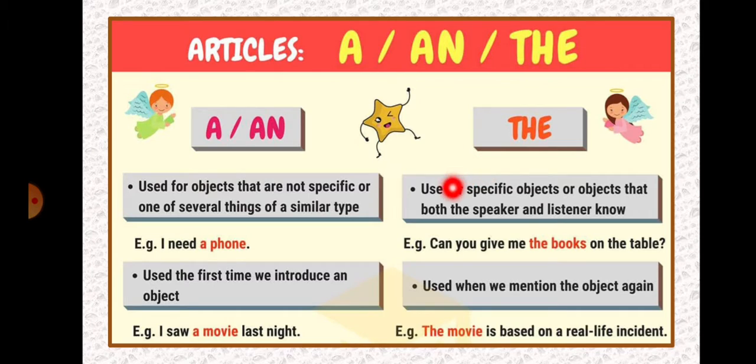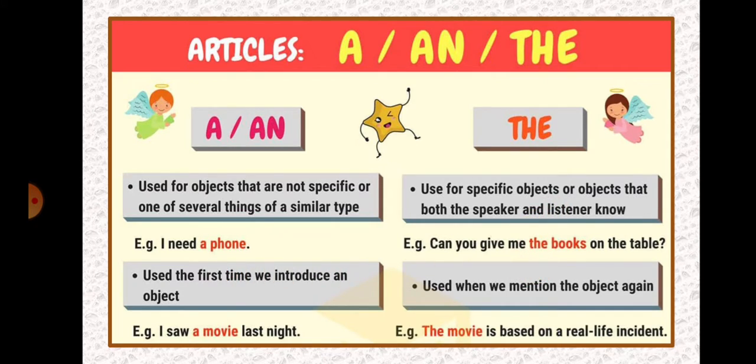The. It is used for specific objects or objects that both the speaker and listener know. So here when we are talking about a particular person or an object, for that we are using article the. For example, can you give me the book on the table? So here speaker and listener know which book they are talking about. So for that we are using article the.